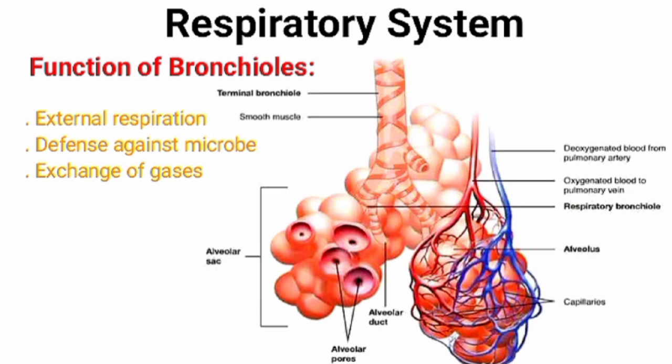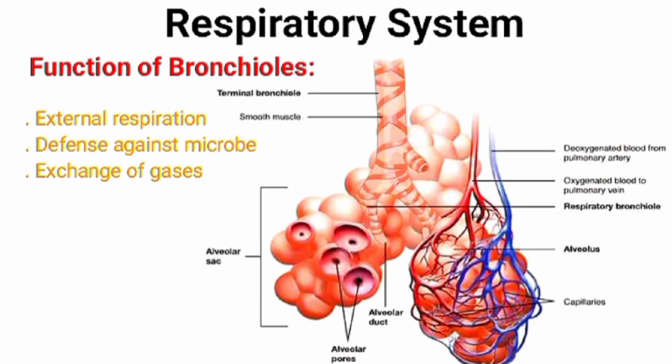These distal respiratory passages are supported by a loose network of elastic connective tissue. Exchange of gases in the lungs takes place in the alveoli. The function of the bronchioles is external respiration. This is the exchange of gases by diffusion between the alveoli and the blood.